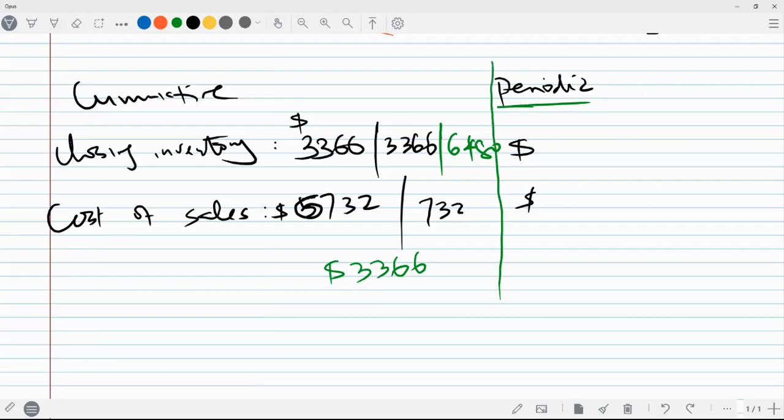And for the periodic weighted average, the cost of goods used is 5.97. Okay, that is the average price. I want to get the total value of the goods that you've sold, not the value price, but the total value of goods sold. What do you get?